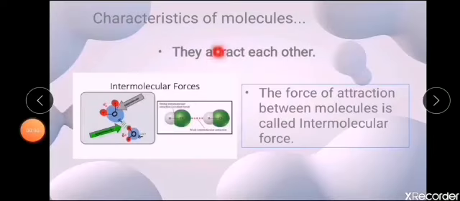Coming to one of the important characteristics of molecules, they have the property to attract each other. This force of attraction between the molecules is called intermolecular forces. The forces existing between the particles can be intermolecular force of attraction or of repulsion. It can be a strong intermolecular force of attraction like covalent bonds, or a weak intermolecular attraction. The force of attraction between the molecules of a solid will be very strong. In liquid it will be less strong, whereas in case of gases it will be negligible.